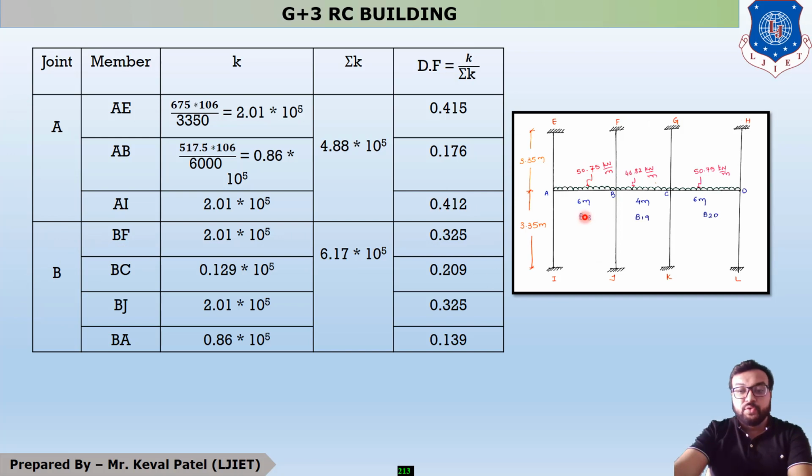Now for joint B, you can see that from joint B there are four members BF, BA, BC and BJ. Now your calculation of BA remains the same as AB, but the only change is the final value, because you can see that for AB it is 0.86 into 10 raised to 5, so over here it is 0.86 into 10 raised to 5. Okay, for BF and BJ it is column, so the answer is 2.01 into 10 raised to 5. Now the only change is in BC.